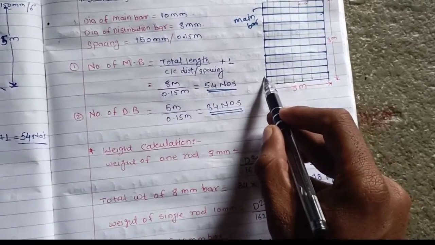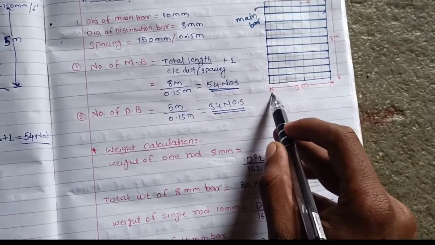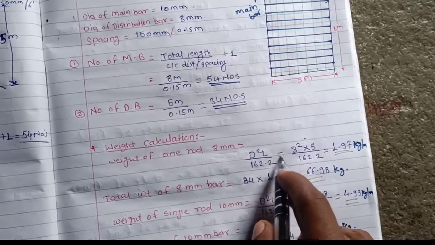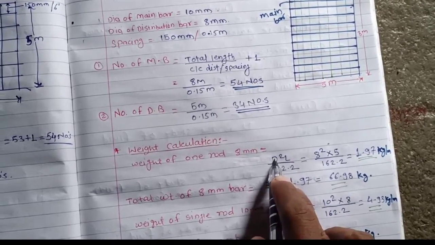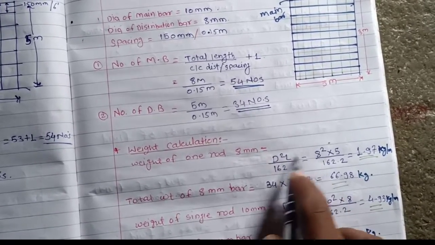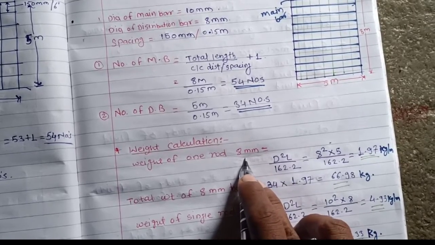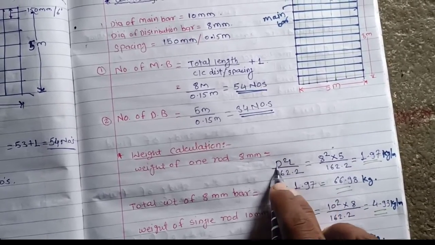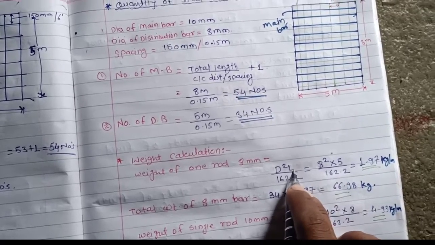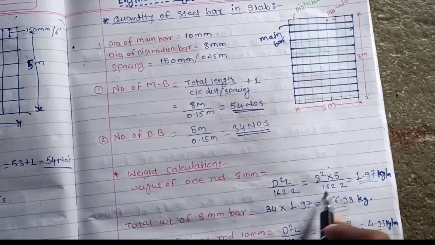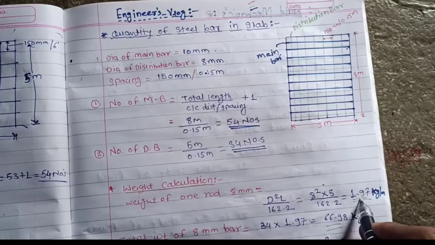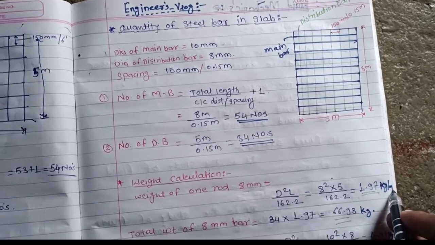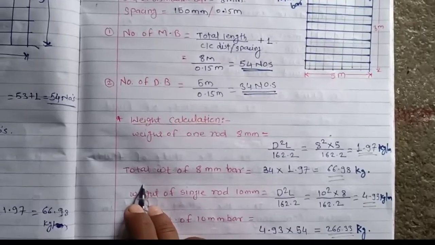Weight calculation. Weight of one rod, this one rod 8 mm bar, the formula is D square L divided by 162.2. D means diameter of the bar, and this is 8 mm, therefore D is 8 square, into length, about 5 meter, 5 divided by 162.2. It is about, the weight of one rod is 1.97 kg per meter, and the total weight of the 8 mm bar.